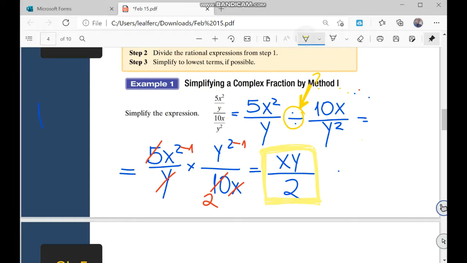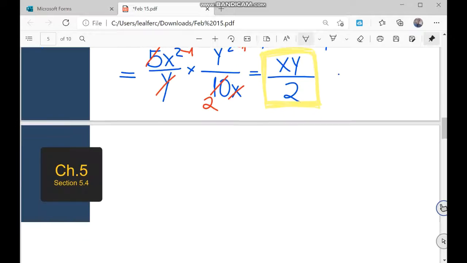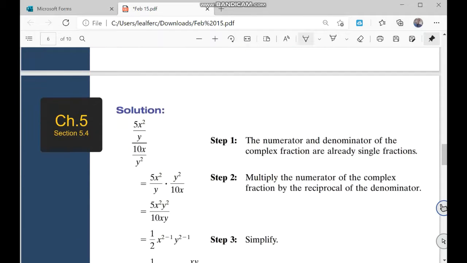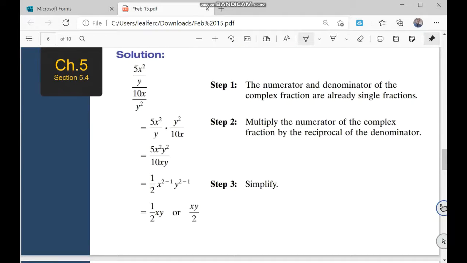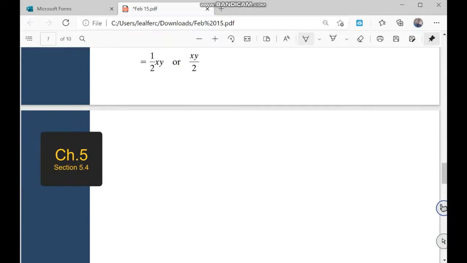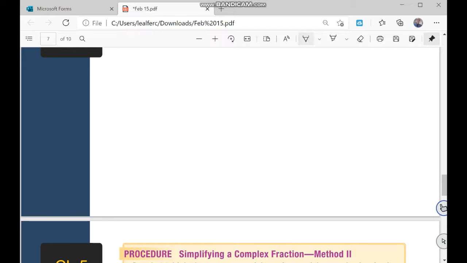Let me show method number 2. Any questions about method number 1? If you want, you can check the explanation here from the book. But the better explanation is this one. Keep, change, flip. Yes?